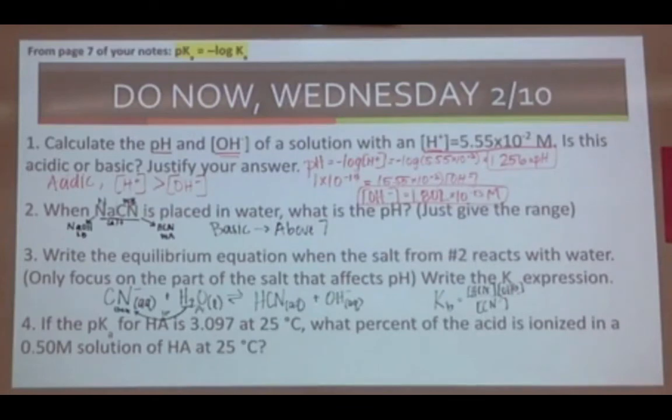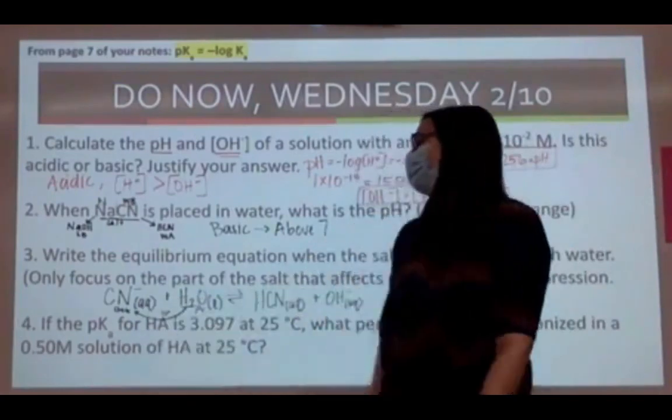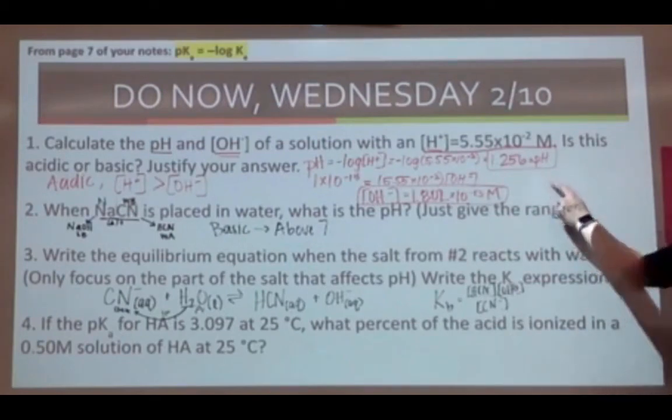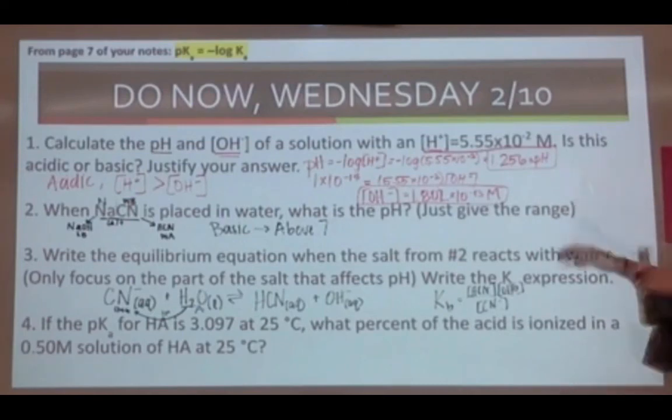And then finally, number 4, and this is kind of the most important part. If the pKa, notice that P in front, for HA, so some acid, is 3.097 at 25 degrees Celsius, what percent of the acid is ionized in a 0.5 molar solution of HA at 25 degrees Celsius? So I'm going to erase this part of the do now. I'm going to do the work up here.